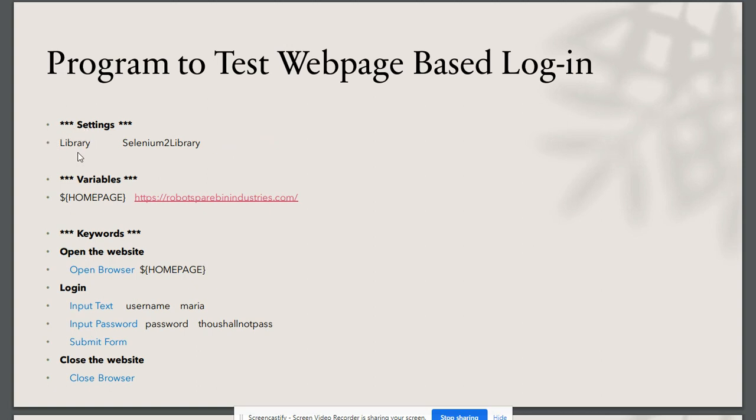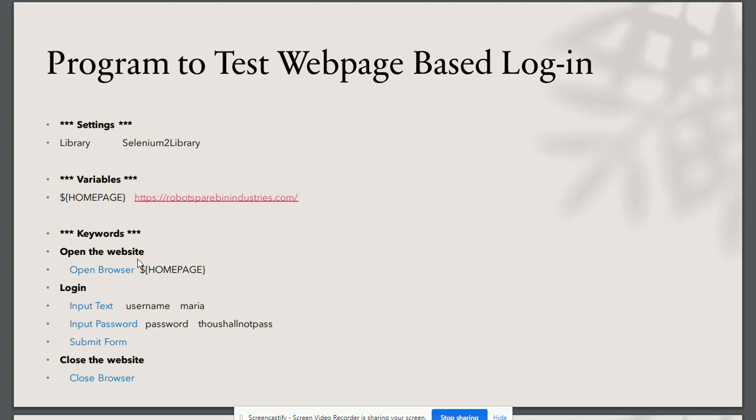First one is settings. So it is importing the Selenium 2 library. Variables, we are defining the home page variable, which is basically the name of the website. Then we are defining three keywords: open the website keyword, login keyword, and close the website keyword. And these keywords are written using the built-in keywords, which are shown in blue, of the Selenium 2 library.